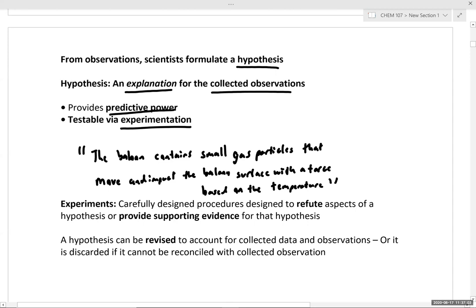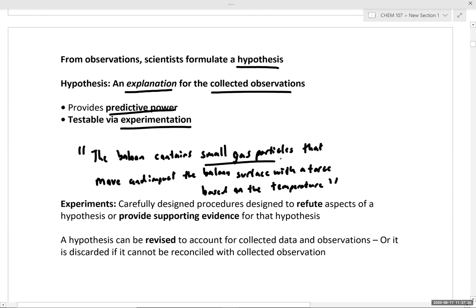So our way of explaining why the balloon expands and shrinks is we can say the balloon contains these small gas particles that are hitting the walls of the balloon, and depending on the temperature, the particles either push the walls of the balloon out as they're hitting the walls with a greater force, or they contract as the gas particles hit the walls of the balloon with less force.